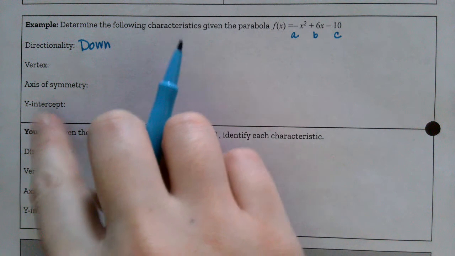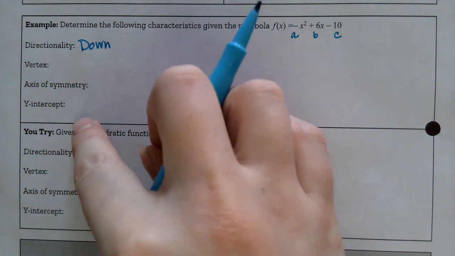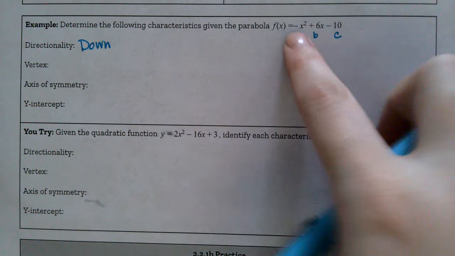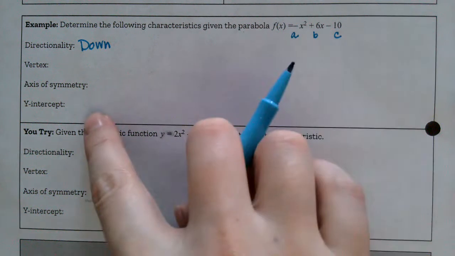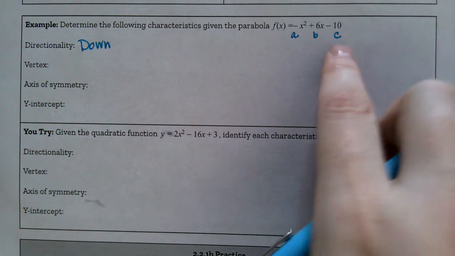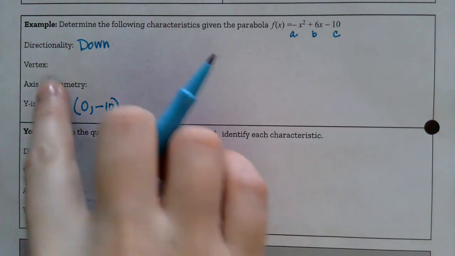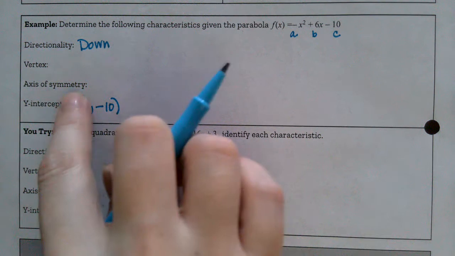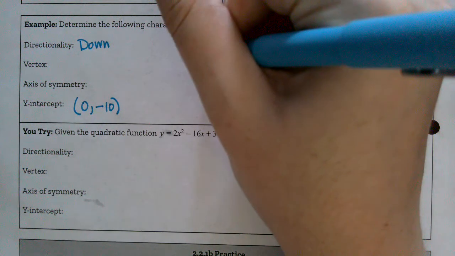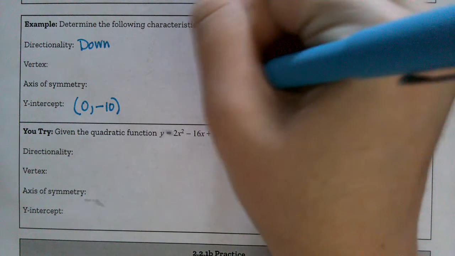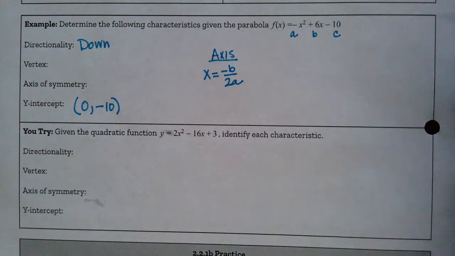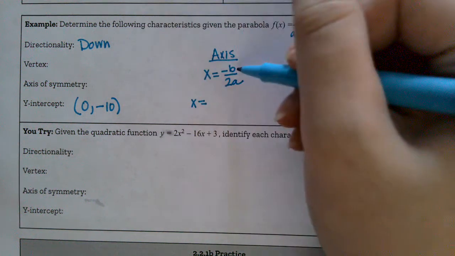Then I'm going to skip down to the y-intercept because I think those two are the easier of the two. So I do those first. So my directionality is down because my A is negative, and my y-intercept is just my constant. I just need to write that as a point. So it's 0, comma, -10. All right, so then our line of symmetry and our vertex go together. You need to do the line of symmetry first because that one has its own formula. So to find the axis of symmetry, you're going to use negative b over 2a. And so we're going to plug in our b and our a.